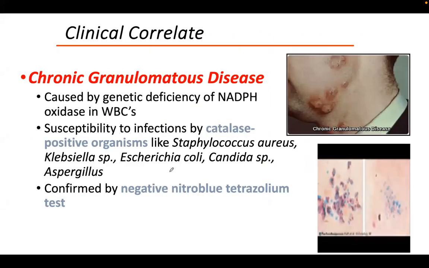Now, winding up with the clinical correlates, we have chronic granulomatous disease. So as mentioned, this is caused by a genetic deficiency of NADPH oxidase. This is the enzyme you need to memorize. NADPH oxidase.